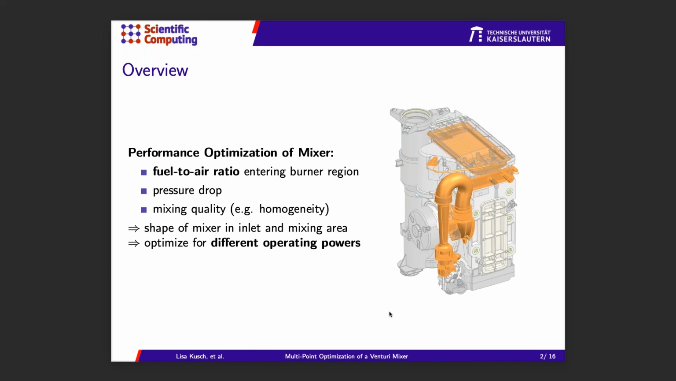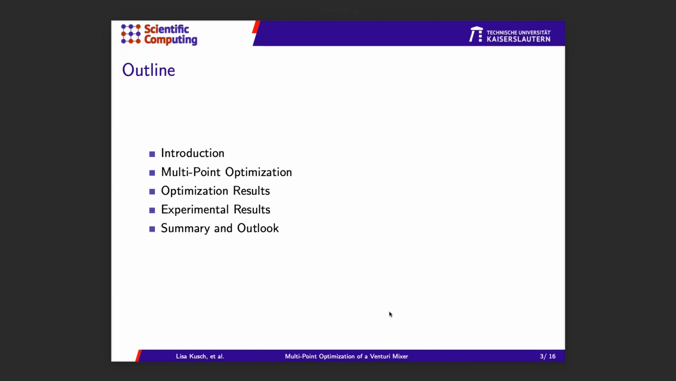So we are considering different parts of this mixer for shape optimization. And what makes this case also interesting is that we don't want to optimize for a single operating condition, but we have multiple operating conditions. So this leads to a multi-point optimization. So I will first be presenting the test case, and then I will go into detail with the multi-point optimization, and I will show some numerical results and also some comparison to measurements.